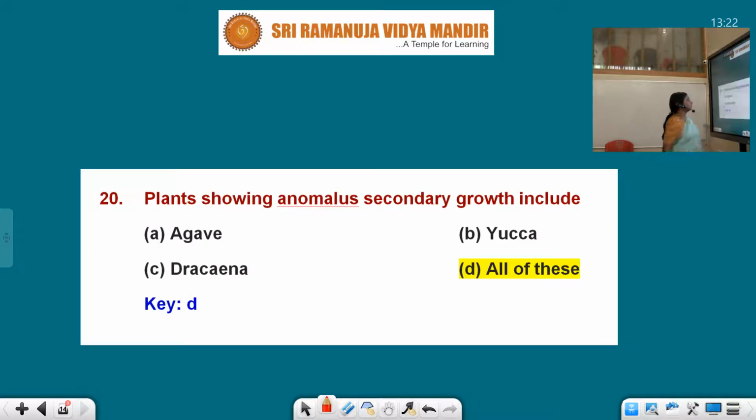And next, the last question: plant showing anomalous secondary growth. Anomalous secondary growth is seen in monocot stem. So which three? All these three: agave, dracaena, yucca. Some other examples are also there, palm tree and coconut tree. All these are showing anomalous secondary growth. Generally, dicot stems show secondary growth. Anomalous secondary growth is only present in monocot stems, because in monocot stem the cambium ring is not present. So vascular cambium activity is not seen. It is formed from the hypodermis.